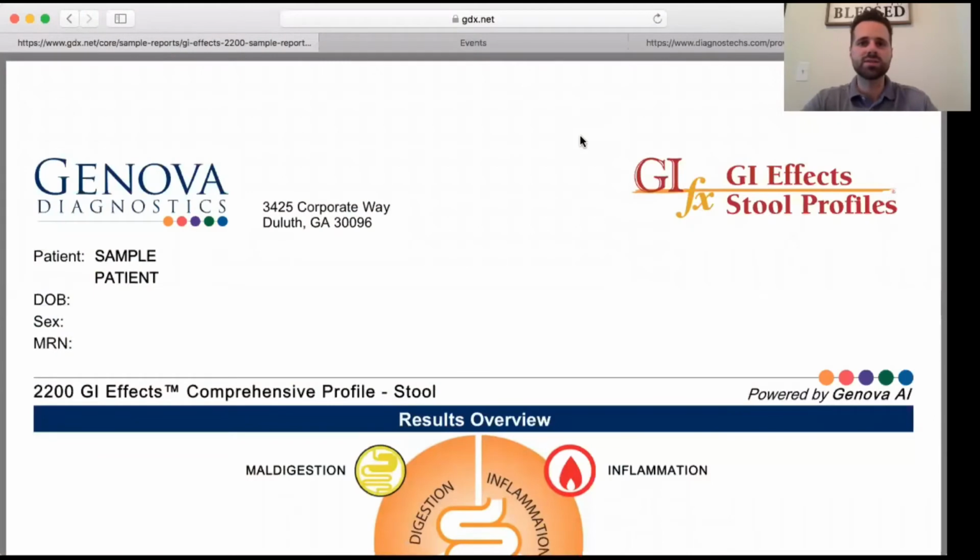All right, guys, so let's jump in a little more in depth and take a look at a sample report of this test from Genova Diagnostics. This is a GI Effects Comprehensive Profile. So we're going to see all of what this test entails.